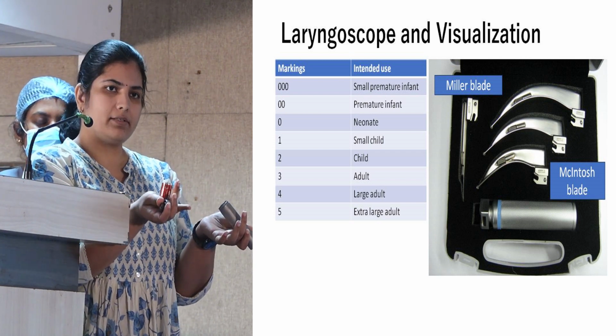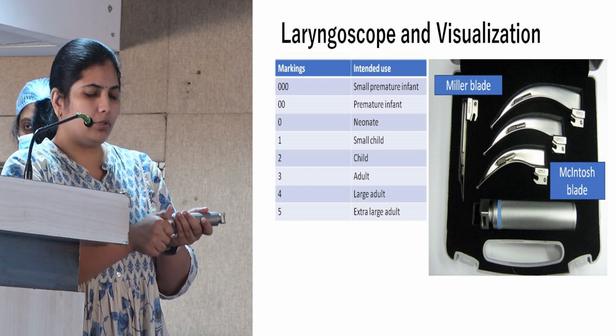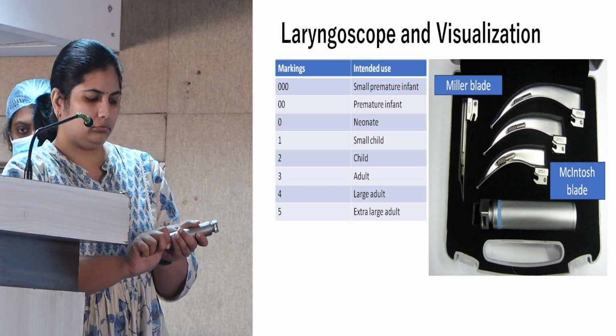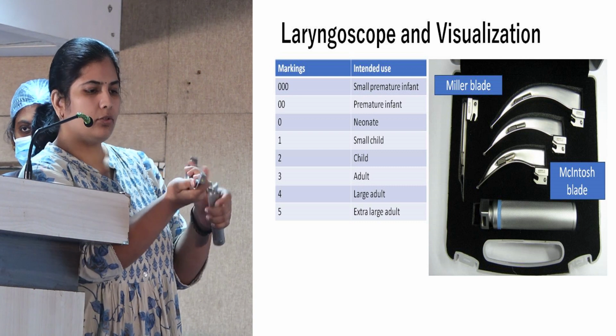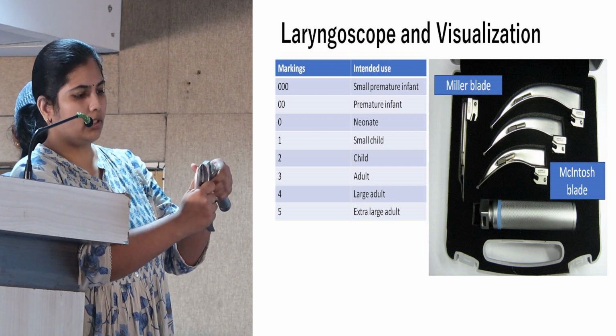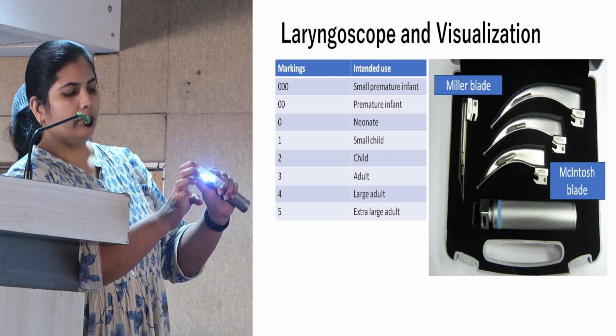Which has got 2 batteries inside. So once we place the batteries, then only. So this is the handle, this is the hinge. To this hinge, we have to keep this blade and then open it. Then we get a light.